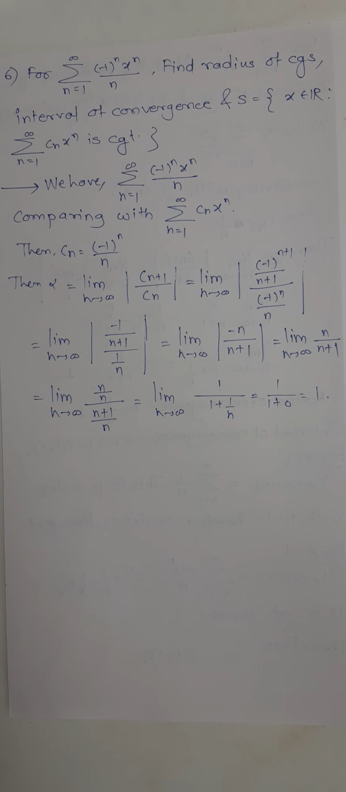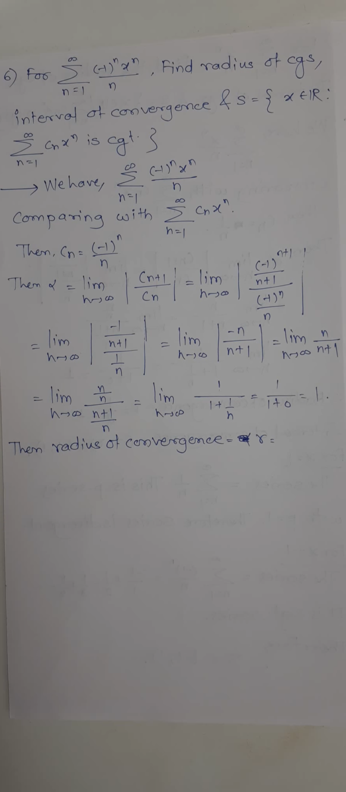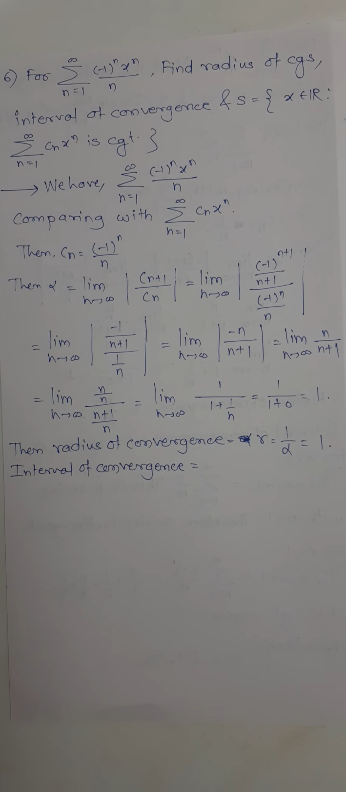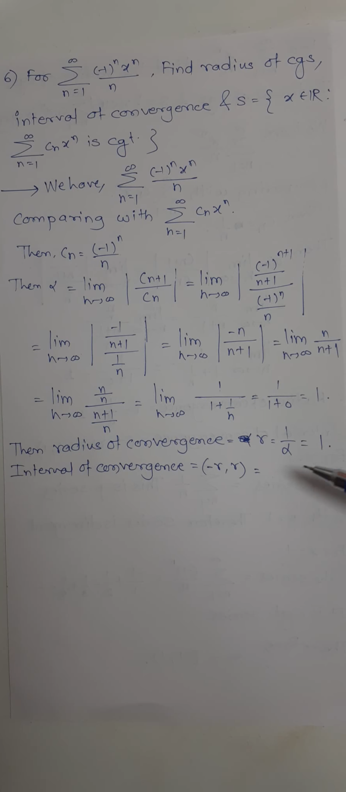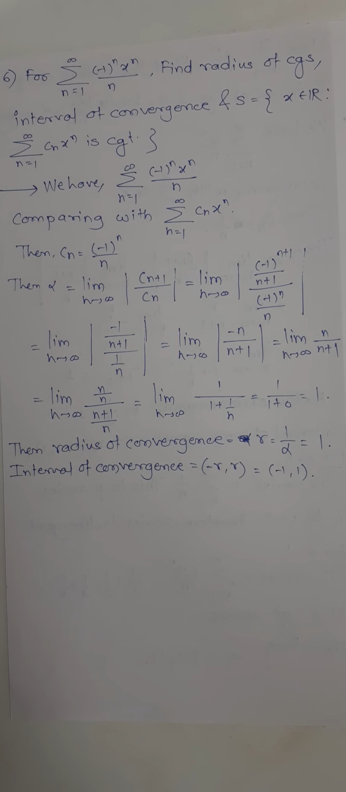Let us go on to find the radius of convergence. We denote the radius of convergence by r. Do you know the formula of r? It's 1 upon alpha. Alpha is 1, which we calculated, so 1 upon 1 is 1. In this way we finish the first part, the radius of convergence. Let us go for the second, the interval of convergence. The formula of the interval of convergence is (-r, r). Our value of r is 1, so the interval is (-1, 1).